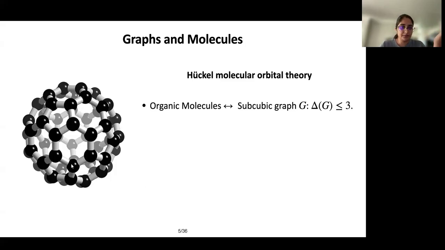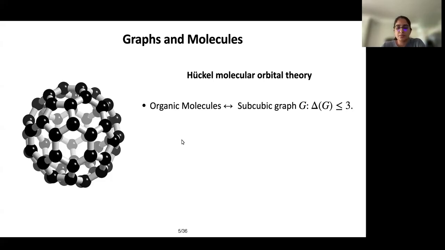Here I have an example. This is a C60 molecule called the Buckminster fullerene molecule. And each of these vertices are basically carbon atoms, and the edges here are molecular bonds. So the skeleton of this molecule can be pictured as a subcubic graph, or cubic graph more specifically for this example.